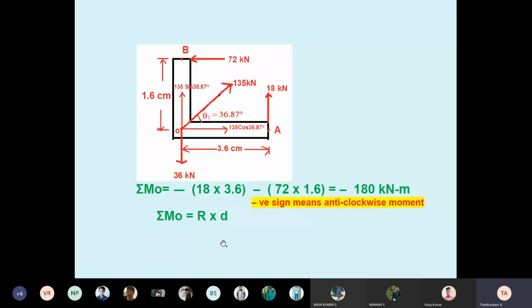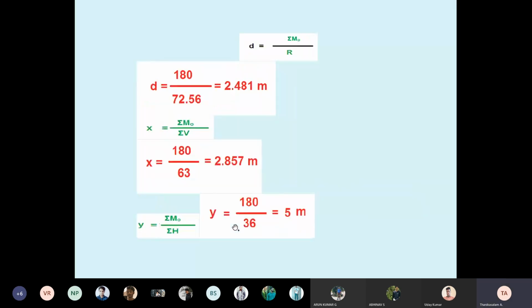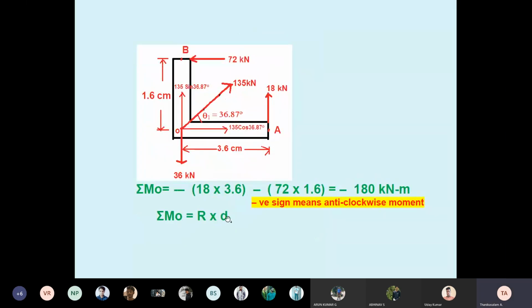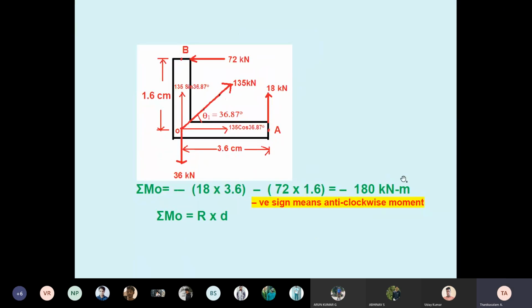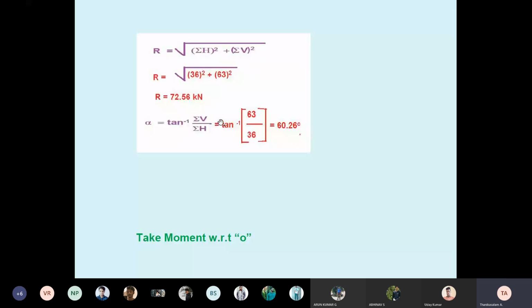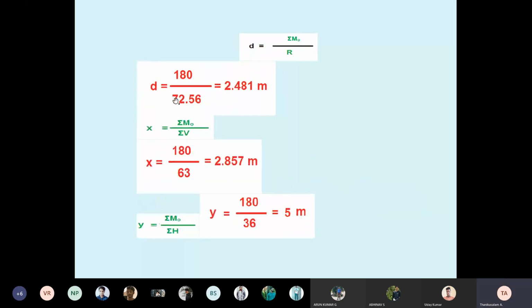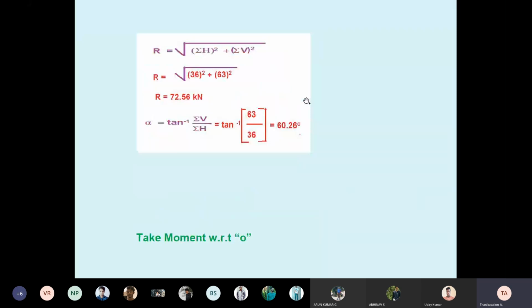By Varignon's theorem, R into D equals M naught, therefore D equals M naught divided by R. M calculated is 180, divided by the resultant R, which we know is 72.56. So D is calculated. Now we have two different formulas for X.